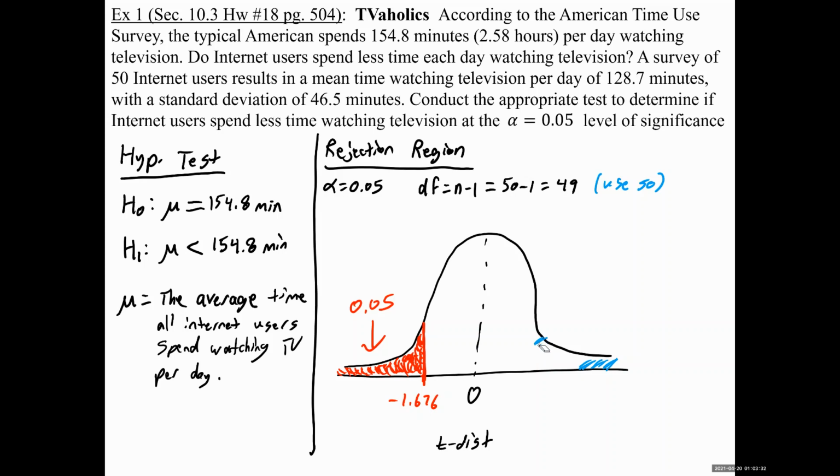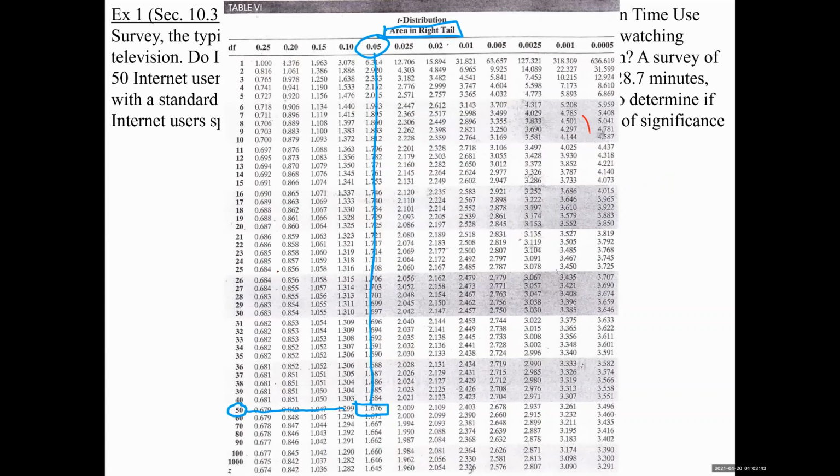Again, when you draw the picture on a quiz or an exam, do not draw the right side if it's a left tail test. This is what the picture should look like. But see, the number's negative. You'll never get a negative number out of the table. If you look at the table, all the numbers in here are positive because it's expecting right tail area.